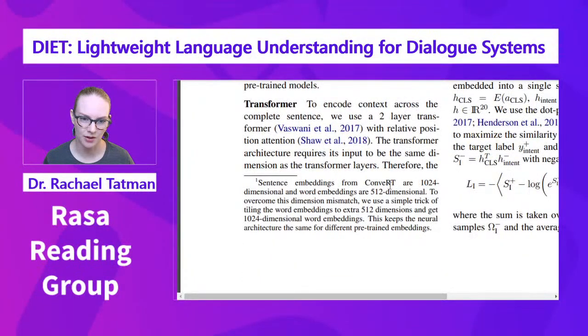Sentence embeddings from ConveRT are 1024 dimensional, and word embeddings are 512 dimensional, so the sentence embeddings are bigger. To overcome this dimension mismatch, we use a simple trick of tiling the word embeddings to an extra 512 dimensions and get 1024 dimensional word embeddings. This keeps the neural architecture the same for different pre-trained embeddings. Tiling.